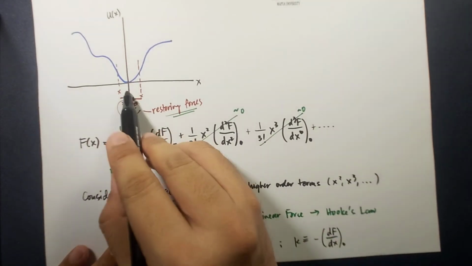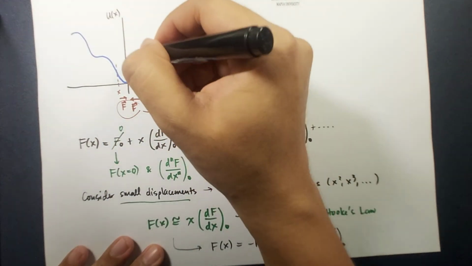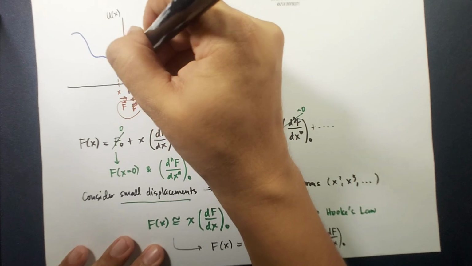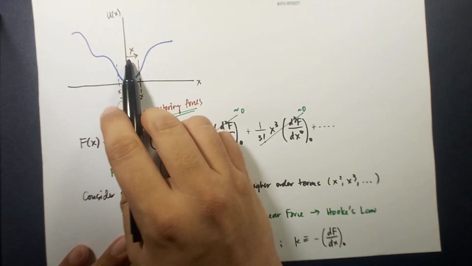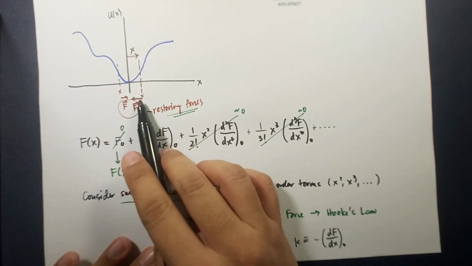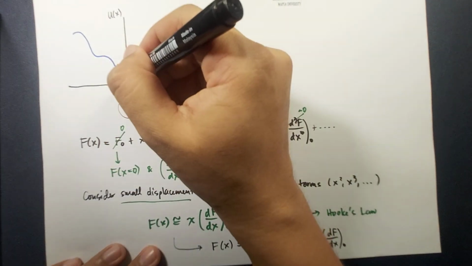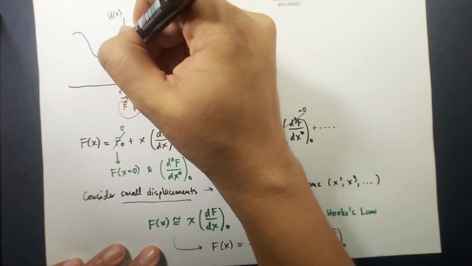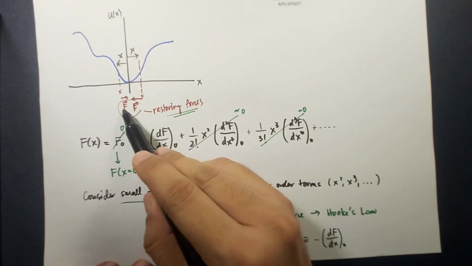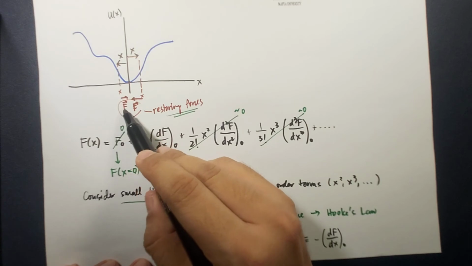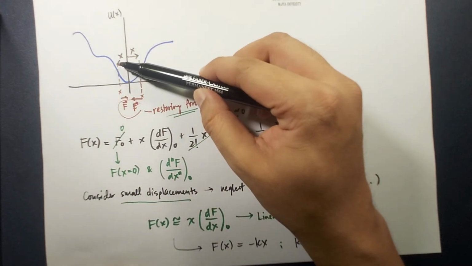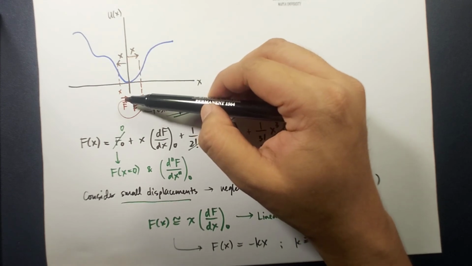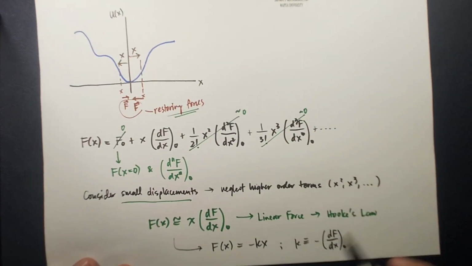So in our case here, if the particle is here, the displacement is along this direction. The direction of the displacement is to the right. Therefore, the force is to the left. In this case, the direction of the displacement is to the left. Therefore, the direction of the restoring force is to the right, as long as k is always positive.